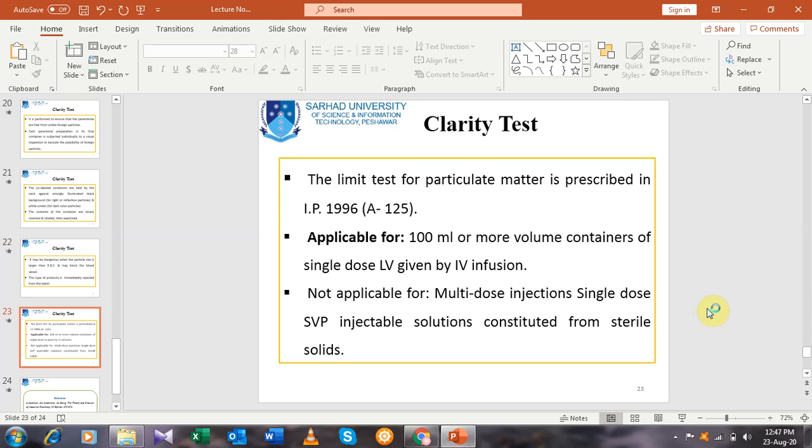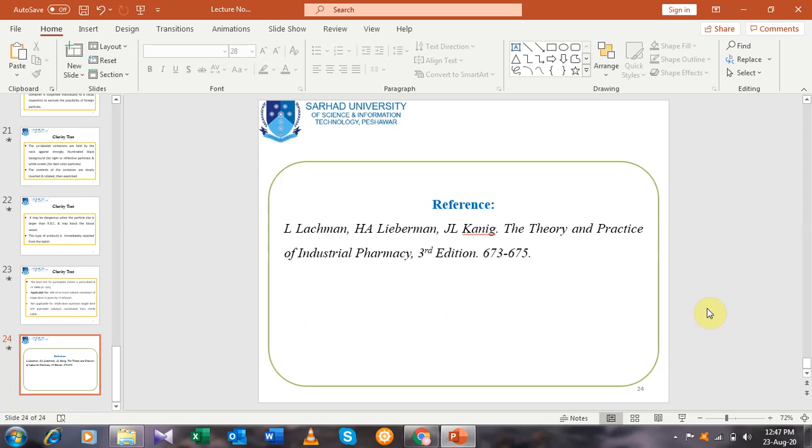And this test is also prescribed in the IP 1996 and applicable for 100 ml or more volume parenterals, and not applicable for multi-dose, etc. And the reference is Lachman, Theory and Practice of Industrial Pharmacy, 3rd edition, pages 673 to 675.